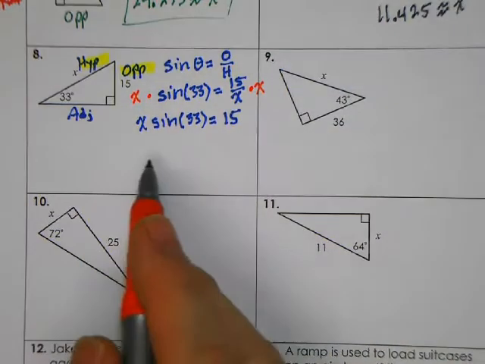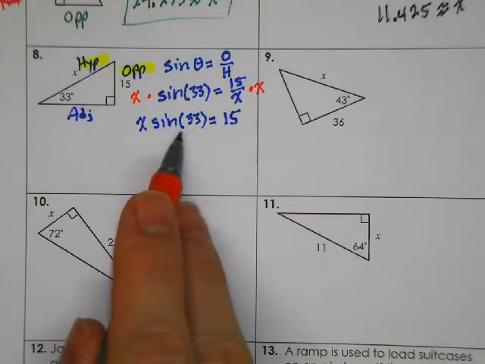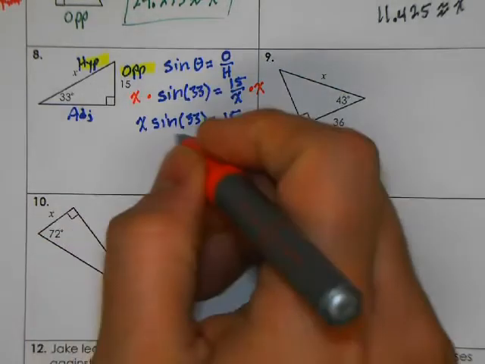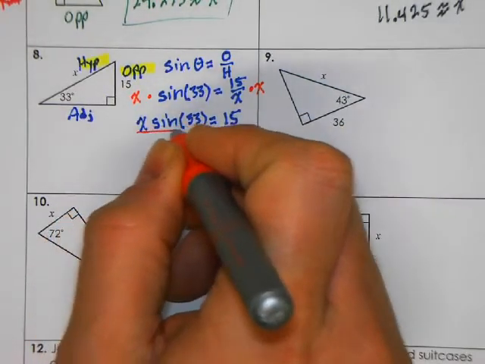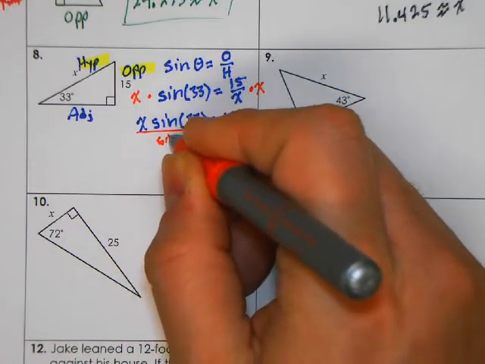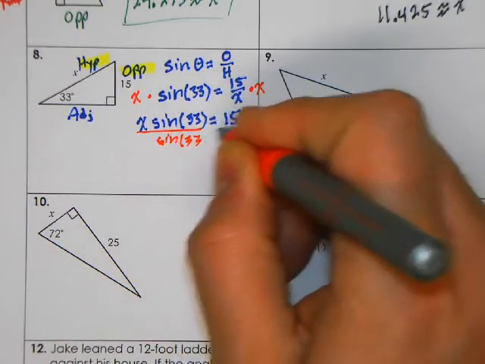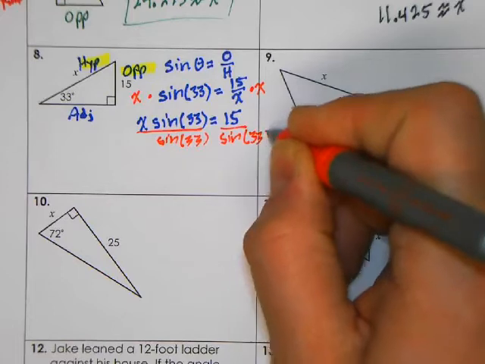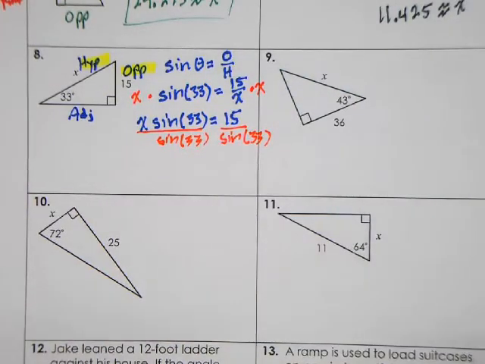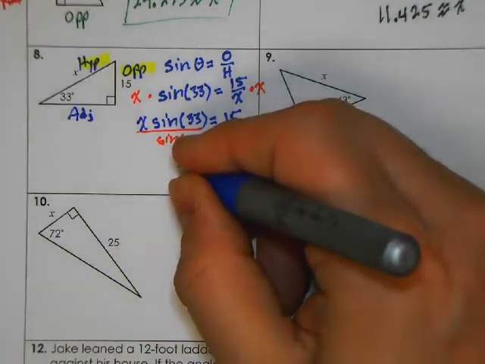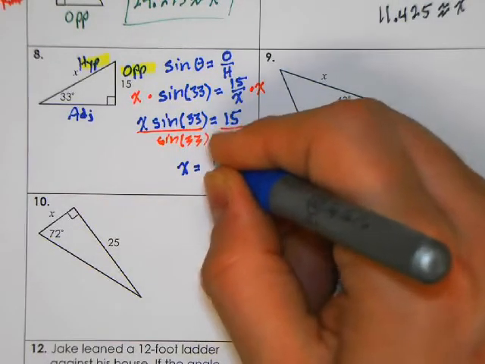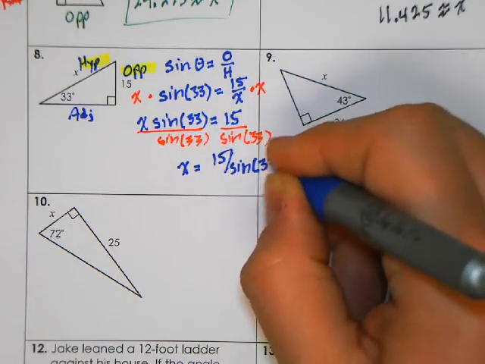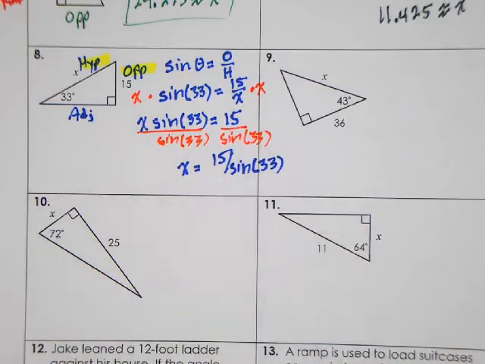Well, we haven't gotten x by itself yet. x is multiplied by sine of 33. Now, sine of 33 is just a number, so it's just like saying 3x, 3 times x. So to move the sine of 33, we're going to divide both sides by the sine of 33. And on the left side, sine of 33 divided by sine of 33 simplifies to be 1. And so now I have x is equal to 15 divided by sine of 33. And that is what I could stop at as my exact answer.